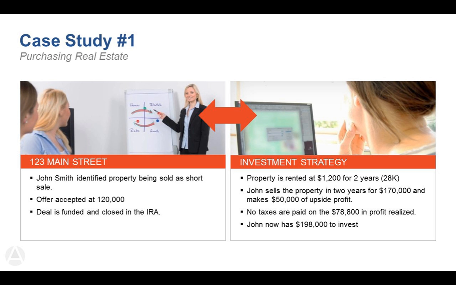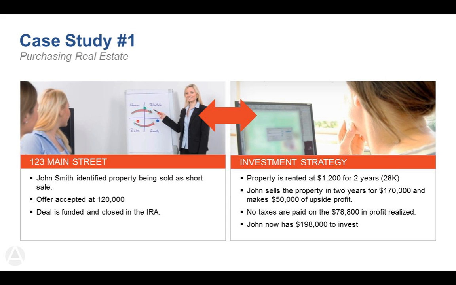So for our first case study, we're looking at John Smith, who has identified a property being sold as a short sale. So he's using his own personal network. He has found the short sale. He has an IRA. The offer is accepted for the property at $120,000. As covered on the previous slide, the property is purchased underneath of John's IRA, and the whole $120,000 is funded from the IRA. So now the IRA that John holds owns 123 Main Street.